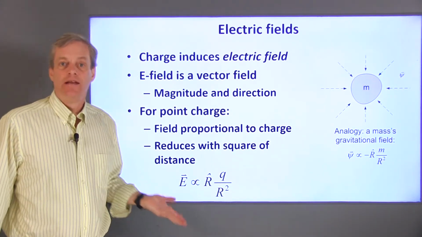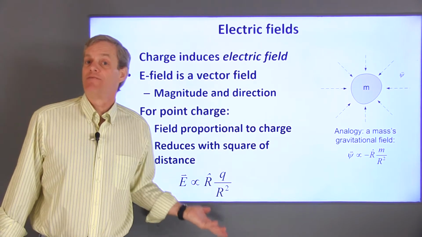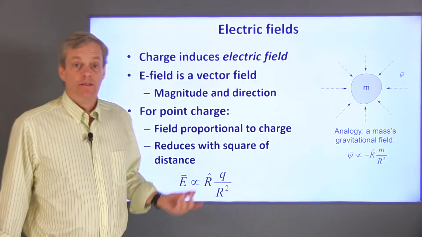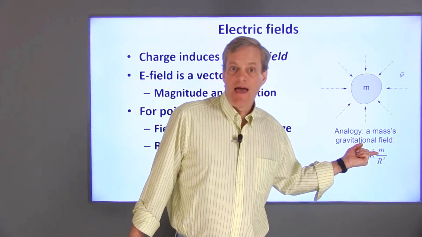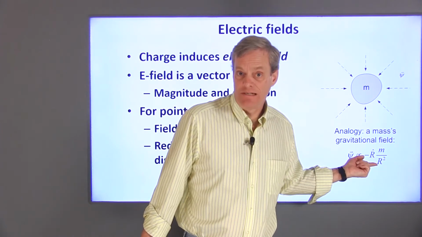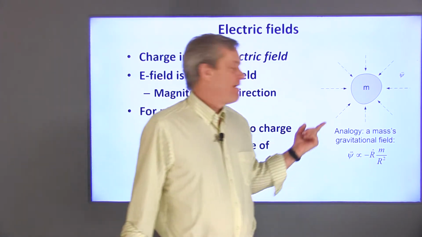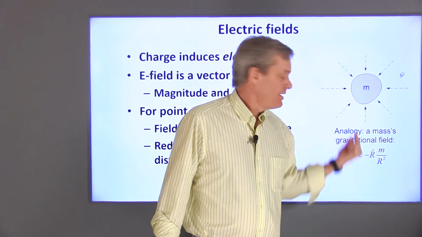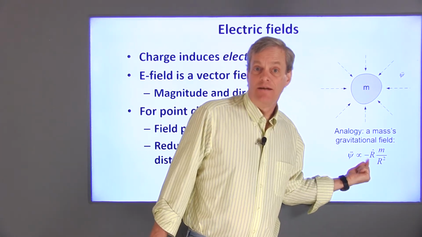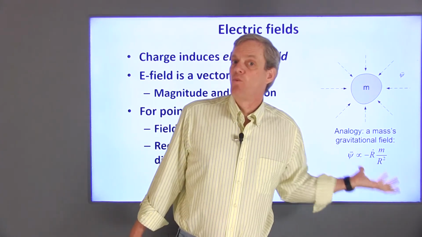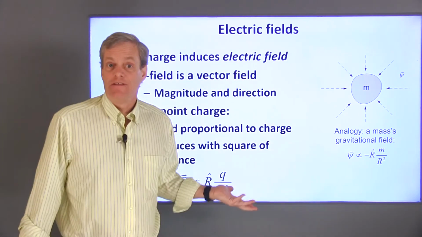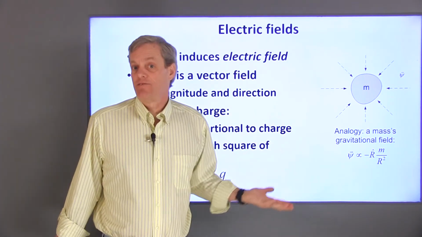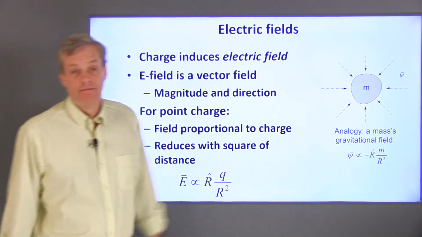As I've already said, the electric field is analogous to the gravitational field of a mass. The gravitational field is proportional to the mass and decays with the square of the distance. The main difference is that a gravitational field is toward the mass, as indicated by this negative sign. So it tends to pull other masses toward it. An electric field, on the other hand, repels other positive charges that are placed in its vicinity.